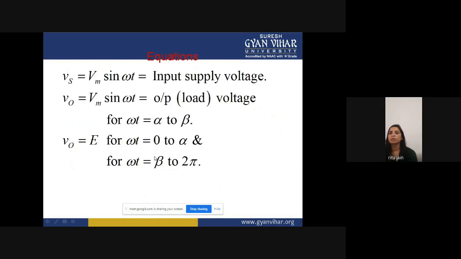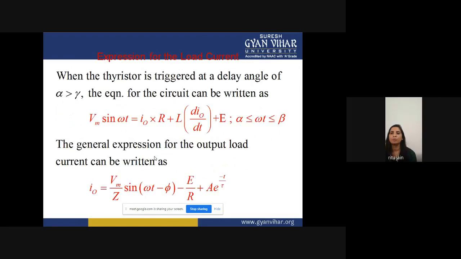So you can see that the input voltage Vs is equal to Vm sin omega t, that is your input supply voltage. V naught is equal to Vm sin omega t, that is your output voltage, for omega t equal to alpha to beta. V naught is equal to E for omega t equal to 0 to alpha, and for omega t equal to beta to 2 pi.